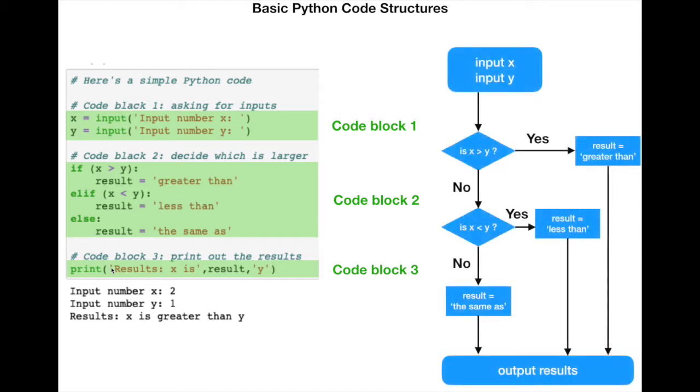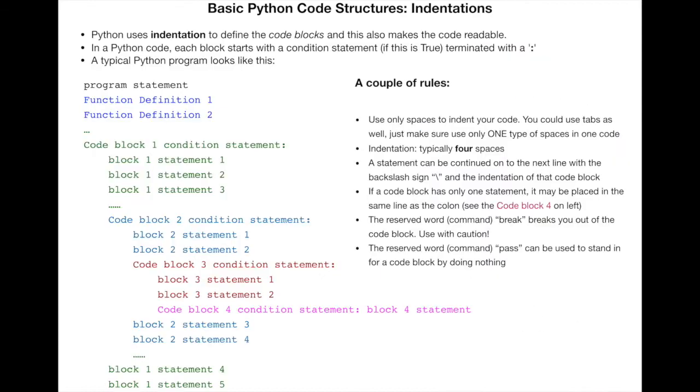On the right hand side is what's called pseudocode, which is basically an algorithm. What this does is input x and y, two numbers, and then first we decide is x greater than y. If yes, then results equals greater than. If not, then we check if x is less than y. If yes, then we print out less than. Otherwise, they're the same, so we set the results string to be the same as, and then we put all the results together. This is called pseudocode for programming.